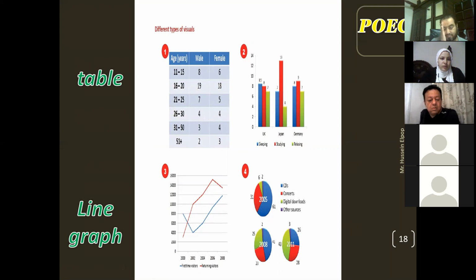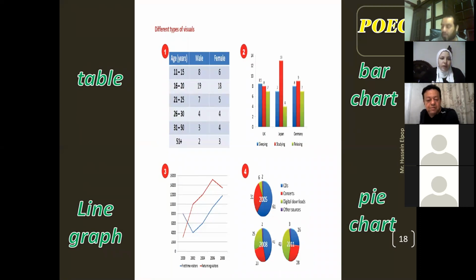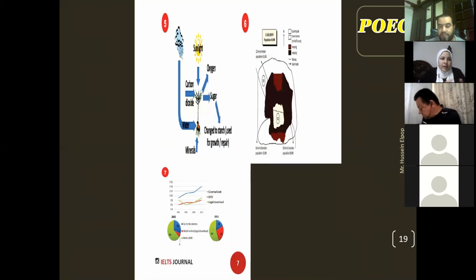I went to number 3 first. This is a line graph, because it has a line, and we call it trend. And number 2, as you said, mashallah, that's the bar chart. The last one is the circle chart, the pie chart. Great. Let's move to number 5. What is number 5?